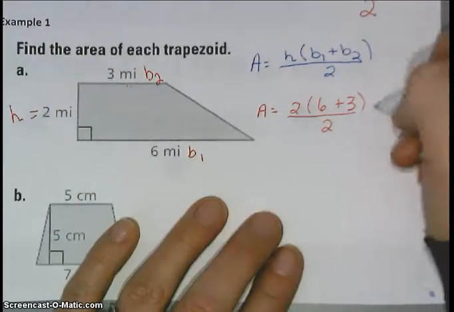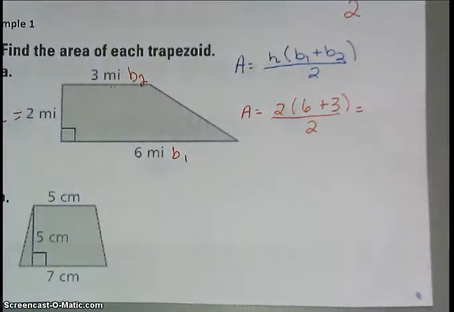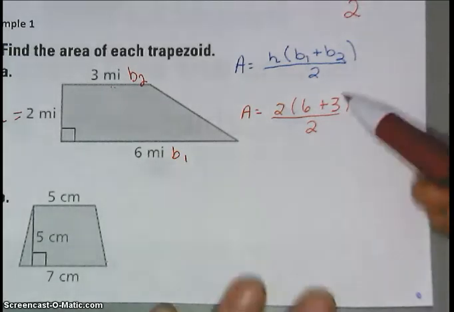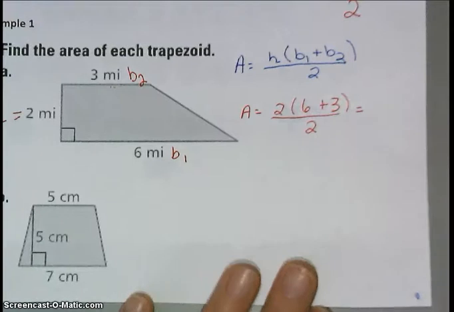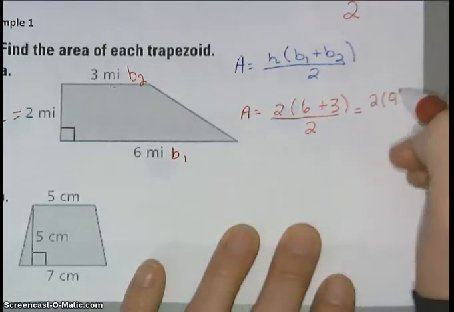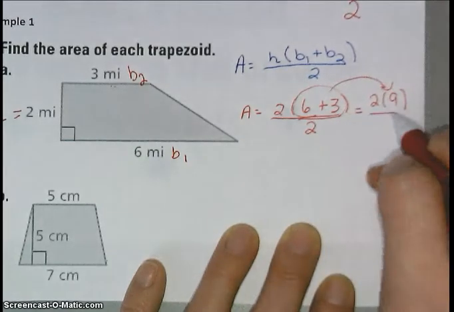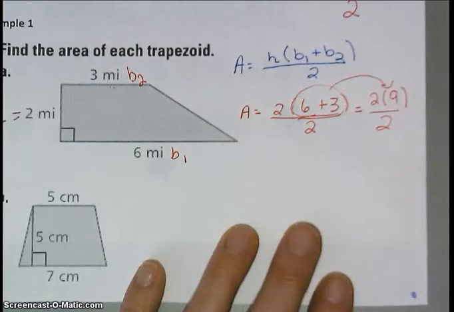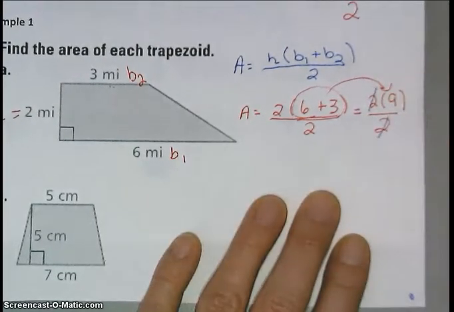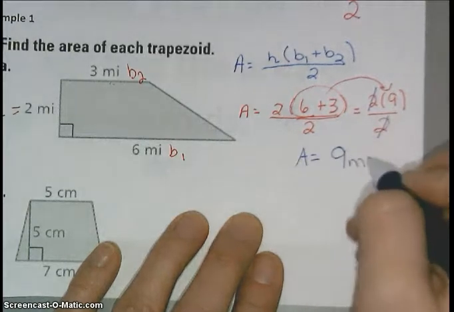Okay. Now I can simplify using my order of operations. So I want to make it look like the triangle formula did. Because remember, when we discovered the formula for trapezoid, we realized that it turned into a big triangle. So this looks very similar to your formula for a triangle. So when I'm simplifying, I have 2 times 9, because 6 plus 3 gives me 9, all over 2. And then once again, we're going to say, oh, can I cross cancel anything? Well, yeah, I have a 2 on top and a 2 on bottom. So I have my final answer. The area is equal to 9 miles squared.